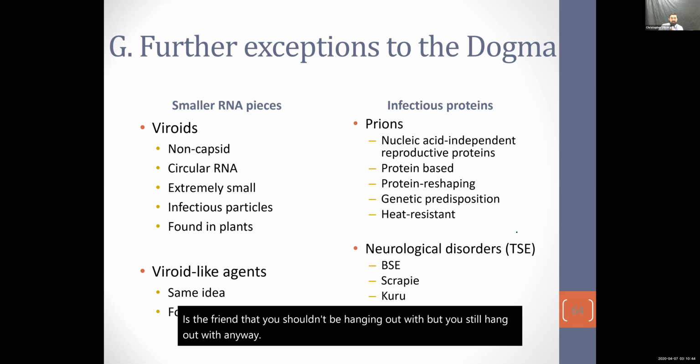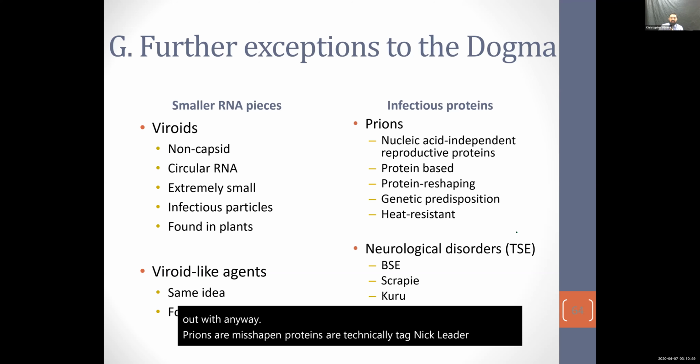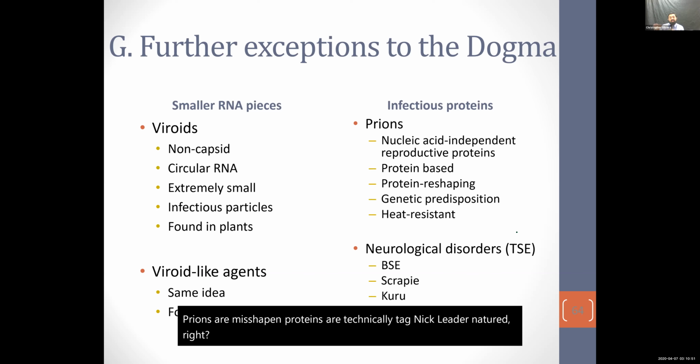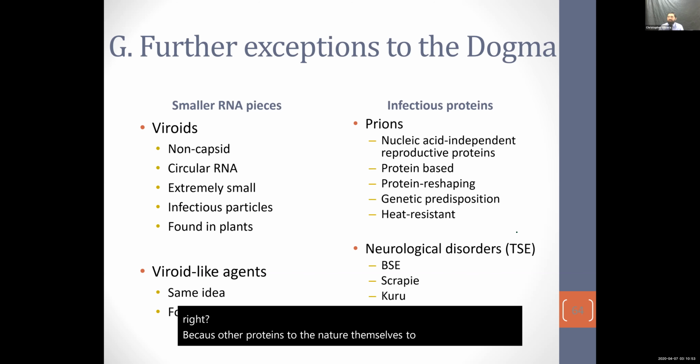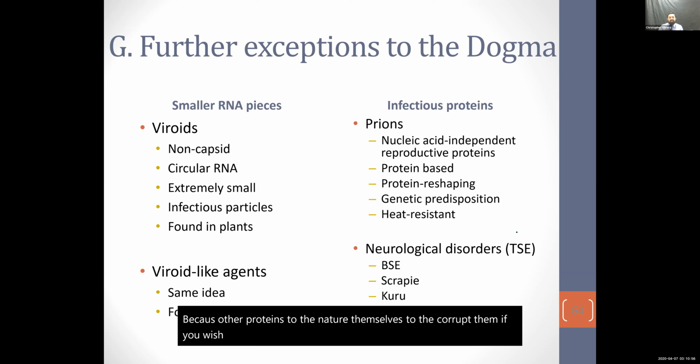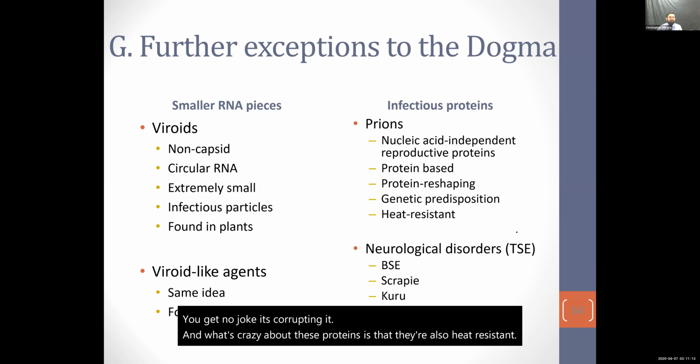Prions are misshapen proteins, technically denatured, but they cause other proteins to denature themselves too. They corrupt them, if you wish. What will happen is that if you have this bad protein hanging out, it gets close to the good protein, the one that's not doing anything bad, and it'll reshape it and make it do bad things too. Again, no joke, it's corrupting it. And what's crazy about these proteins is that they're also heat resistant. Remember that heat usually denatures things. Heat typically does not change the shape of these guys.